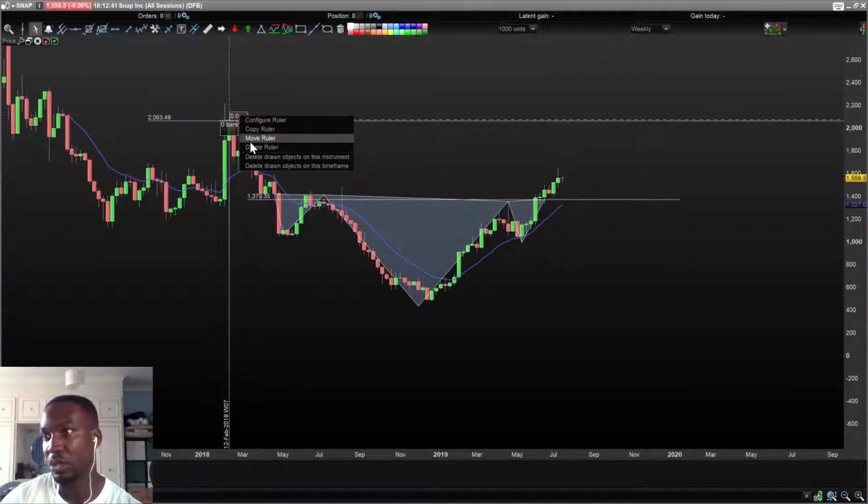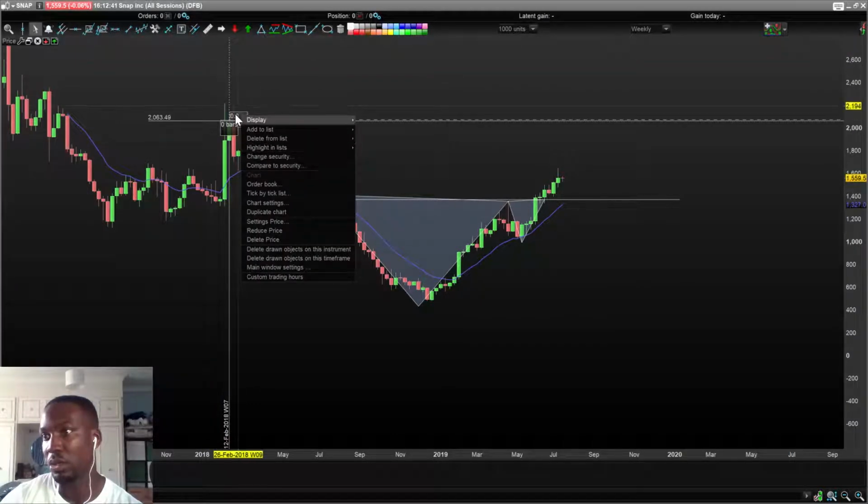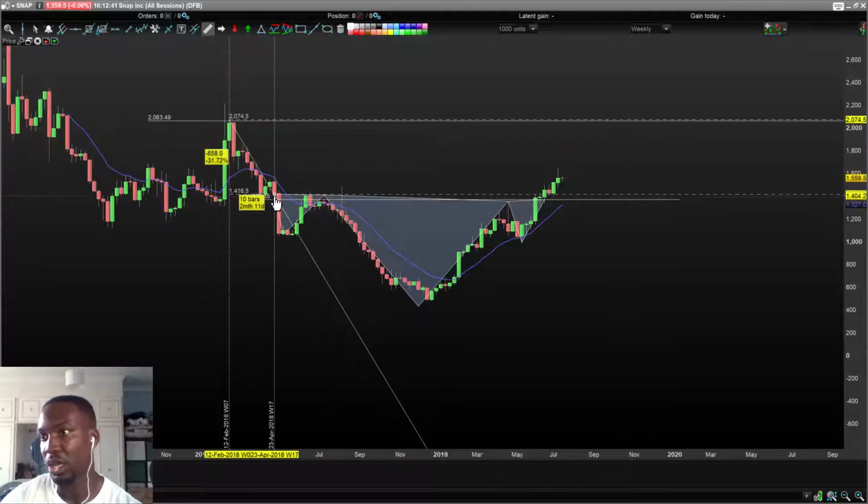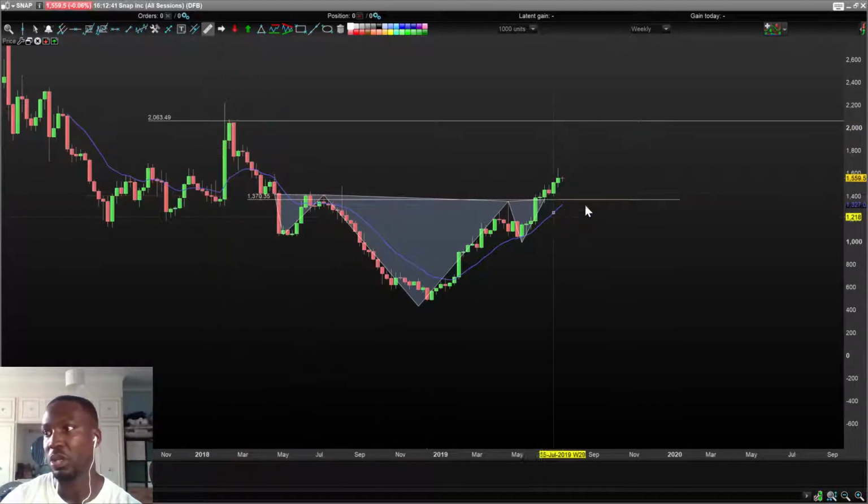Let me delete that. Okay, so from here to here is about 600 pips. From here to here is about 600 pips. So I believe Snap is going to go all the way to about $20 because the inverted head and shoulders is now carrying on the bullish run.